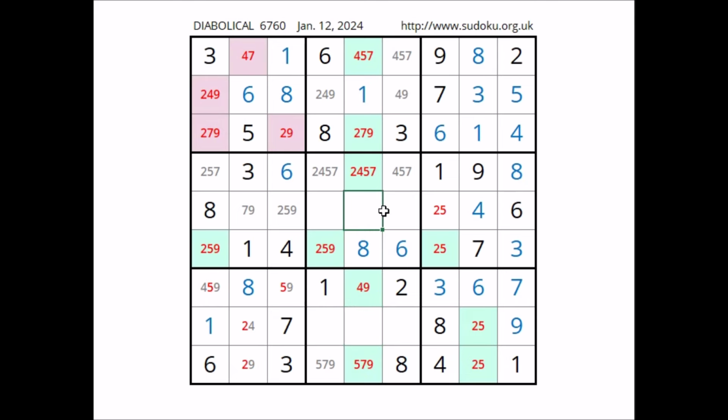Look, 6 cannot be here, we have 6 in this sector, in this column, 6 in this place. Now in this place has to be number 3. Take a look, number 3 in this sector, 3 cannot be here, 3 in this column, 3 in this place.